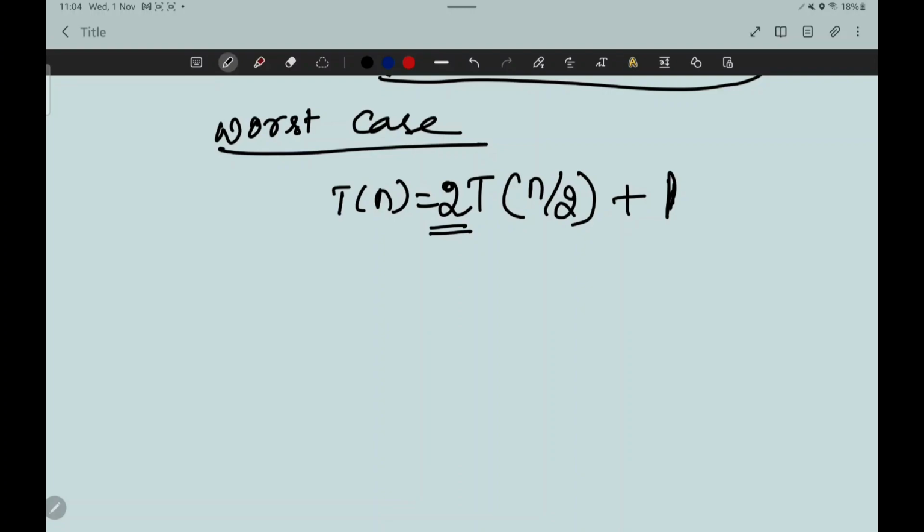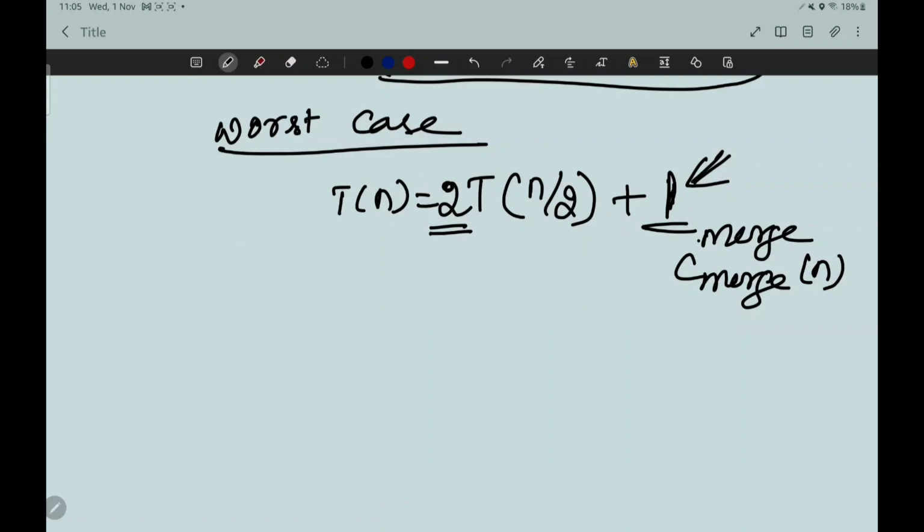So 2 subsets. What is the meaning of divide and conquer? We are dividing the problem into 2 subproblems. So 2 T of n by 2 plus 1. The 1 is nothing but we are merging in the bottom up approach. We are merging the set of elements in a sorted manner, so that particular constant time is taken as 1. So this is the merge, C merge of n.